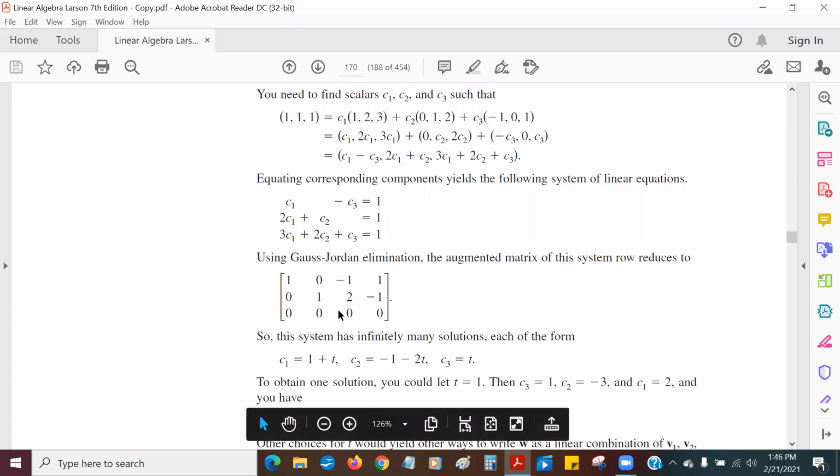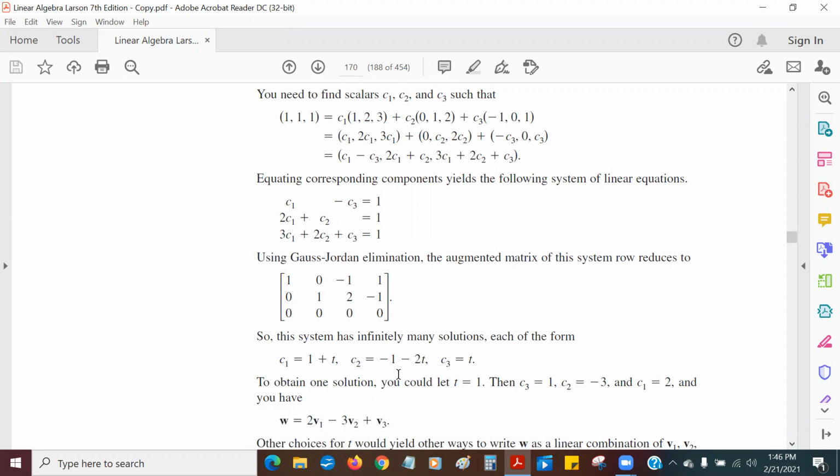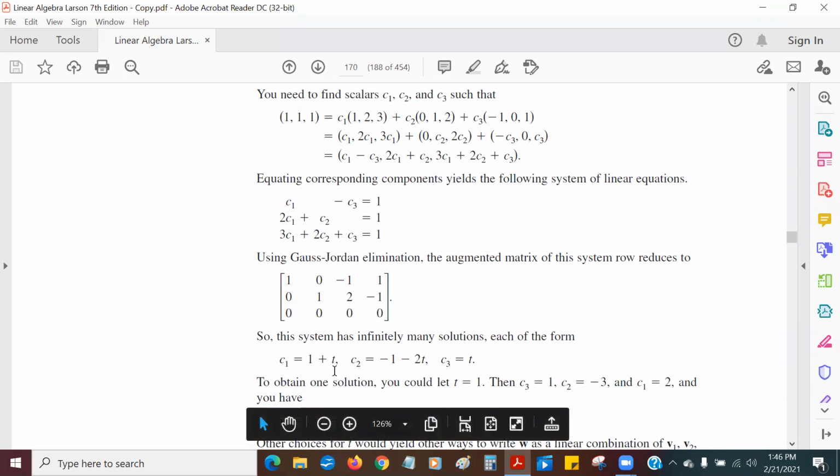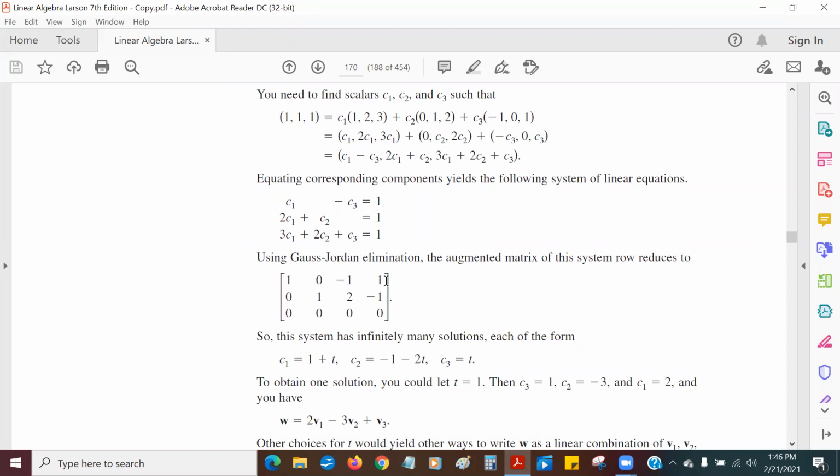And now that means that c2 is going to be -1 minus 2t. Why is that? Because if this is t and I bring it over to the other side, I get -1 minus 2t. And c1 is going to be 1 plus t. Why is that? Because if that's -t and I bring it over to the other side, I have 1 plus t. Don't forget, these are equations. And so therefore, just let t be any real number, and you're going to get some solution.